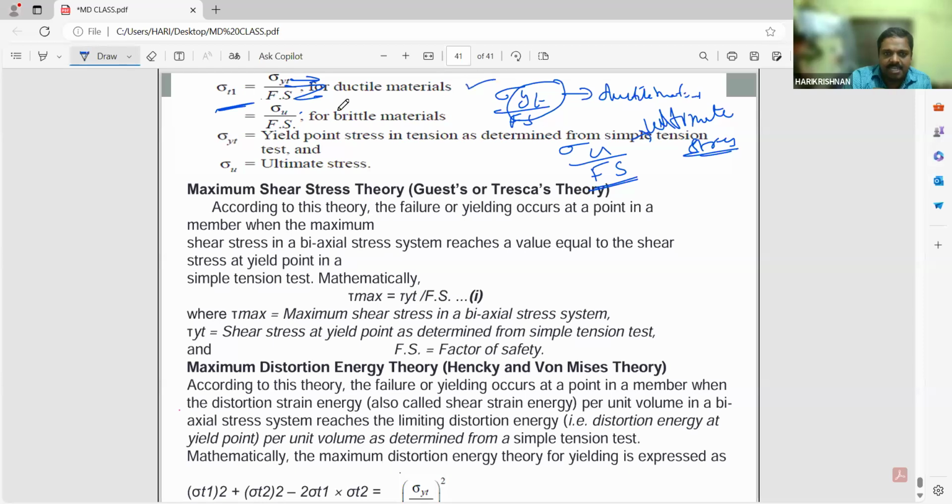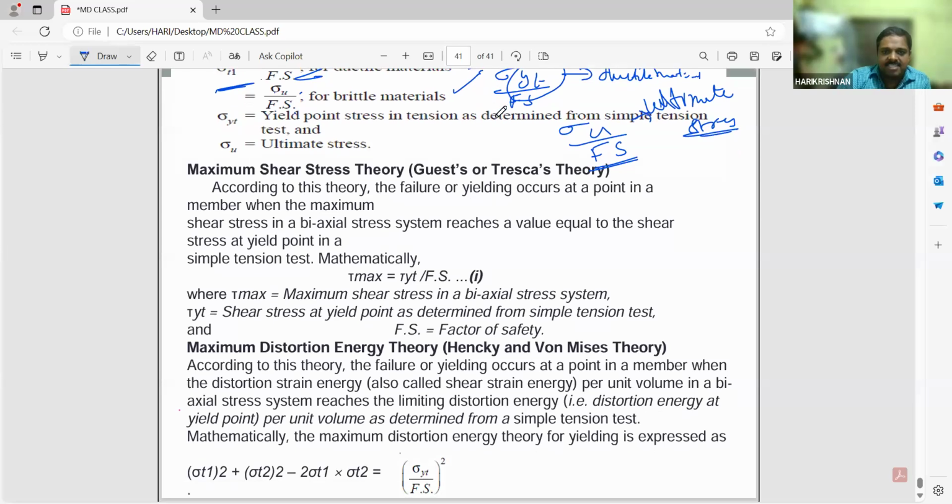It will be for ductile material, sigma U by factor of safety. It will be for brittle material. Okay. So next is maximum shear stress theory.